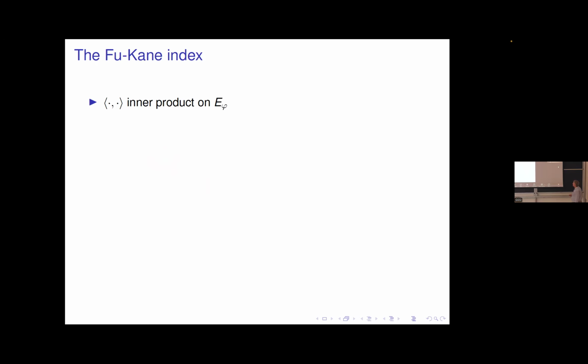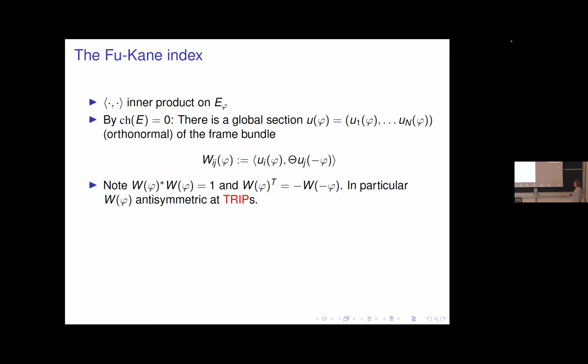Maybe I don't need to go over just the last sentence. No, I will skip that. In any event, let me tell you about Fu-Kane. So they assume that there is an inner product on the fiber. That's perfect. It's not quantum mechanics.